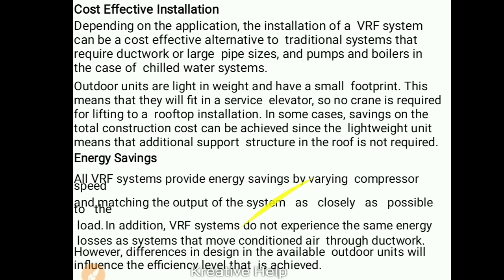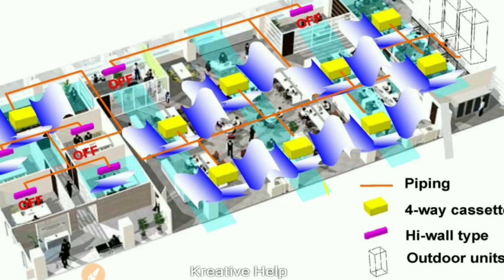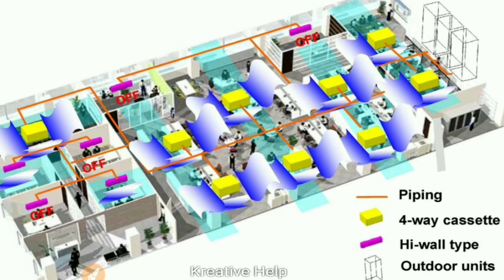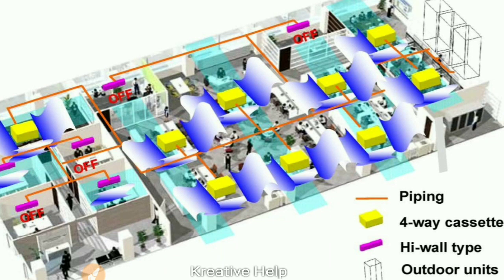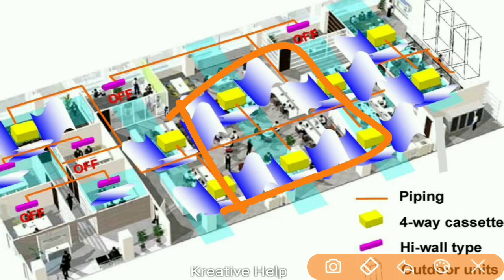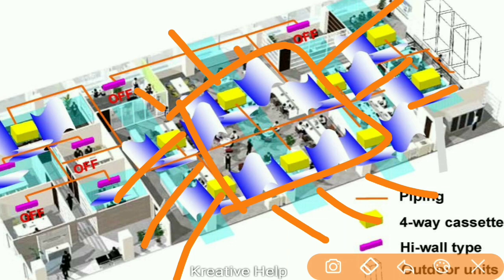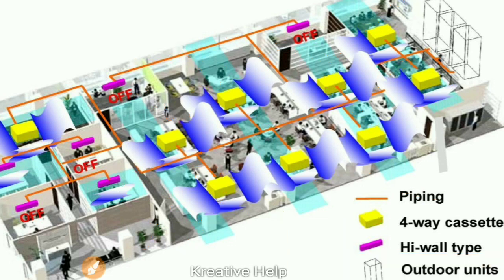This is the basic figure where you can go and see the different types of piping. This is the four-way cassette. You can experience the flow of air from four sides, if you don't know about that. So this is the cassette.